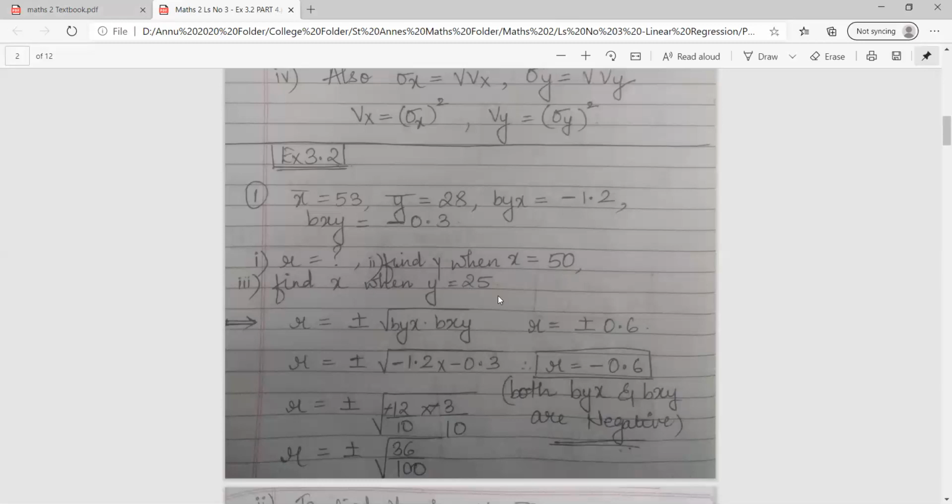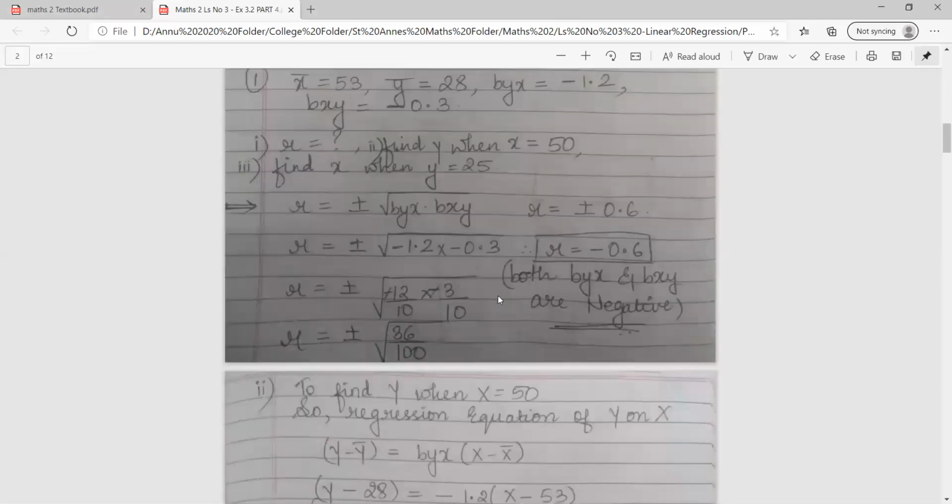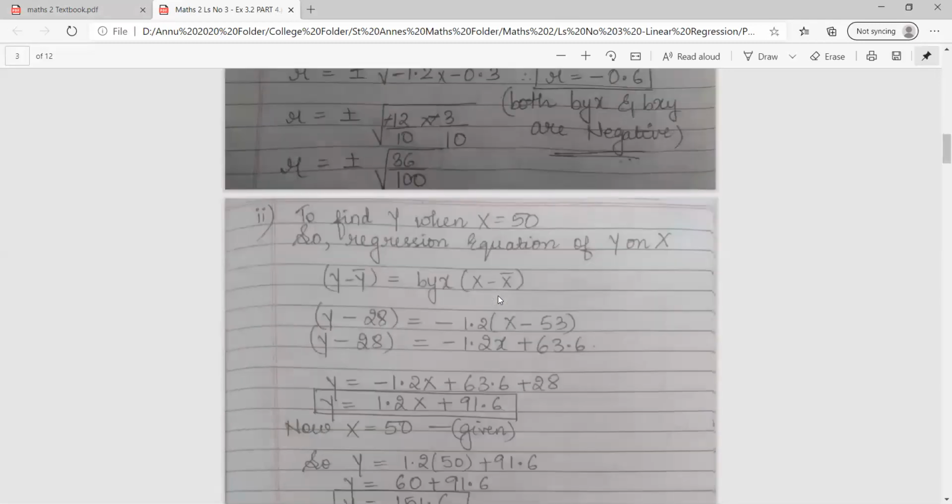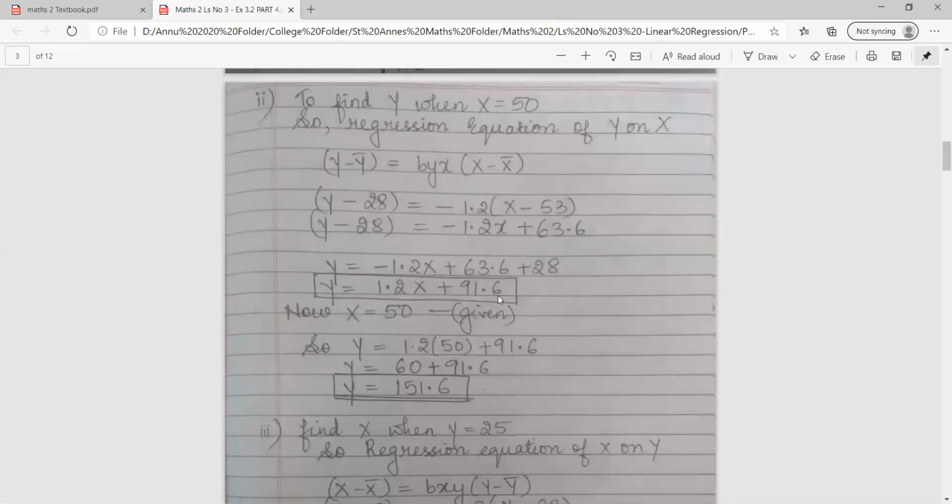Now we have to find the value of y when x is 50 and also find x when y is 25. So what do you mean by this class? It's nothing but they are asking you to find the regression equations of y on x and x on y. For regression equations, you need regression coefficients, which you already have in the question. So we can easily find the regression equations of x on y and y on x like this.